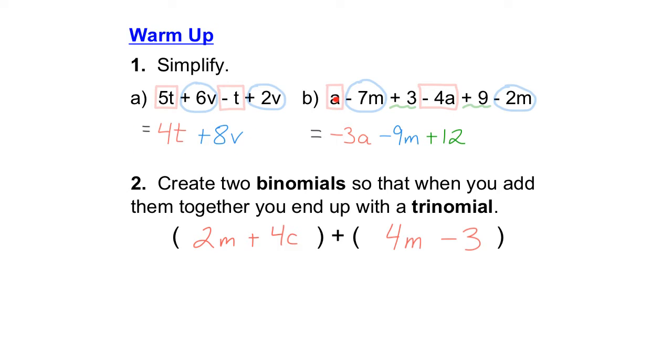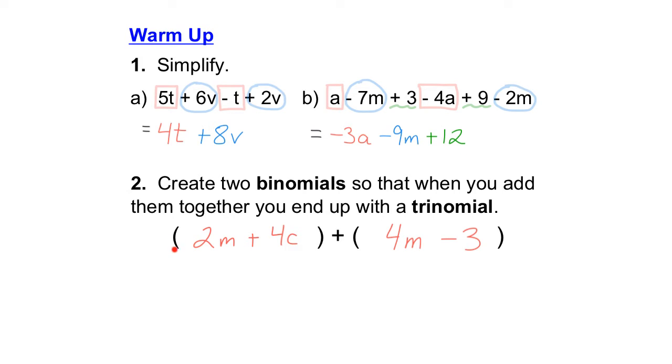For the second one, again, collect your like terms, add them together. a minus 4a is minus 3a. Remember, if you don't see a number in front, that means the coefficient is 1. So 1 minus 4 is minus 3. Minus 7m minus 2m is minus 9m. And 3 plus 9 is 12. So this expression simplifies to minus 3a minus 9m plus 12.